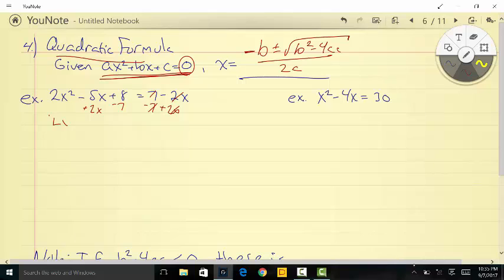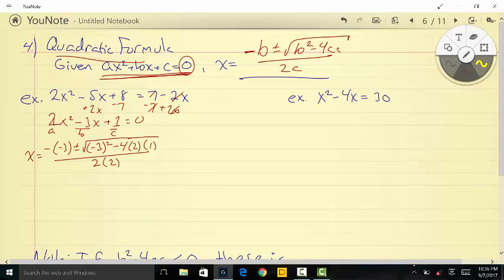giving us 2x squared minus 3x plus 1 equals 0. Our a is 2, our b is negative 3, and our c is 1. So now we're just going to fill this formula in. Negative b, negative 3, plus or minus the square root of b squared minus 4 times a, 2, times c, 1, all over 2 times a, 2.